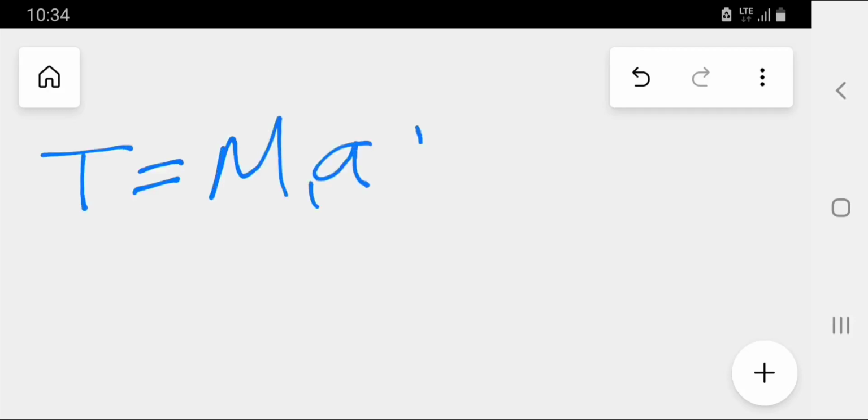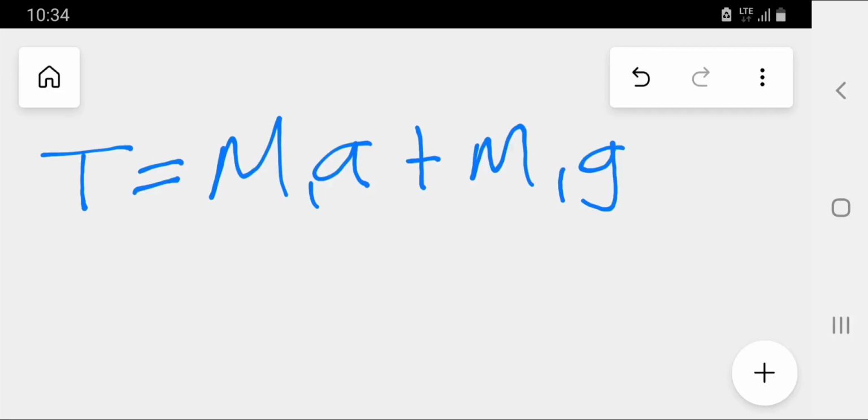So by making tension the subject of the formula in equation number 1, it's going to look like this: tension is equal to m1 times acceleration plus m1 times gravity. So this is our equation number 1. Now where are we going to take it? We are going to substitute it into our equation number 2.